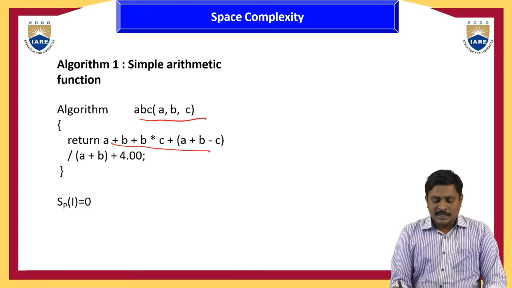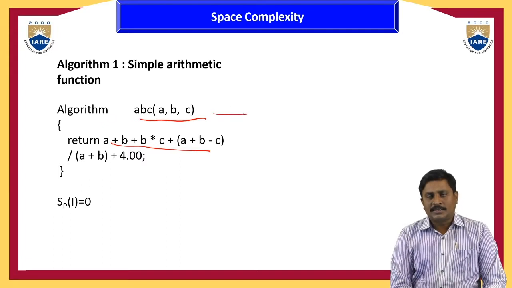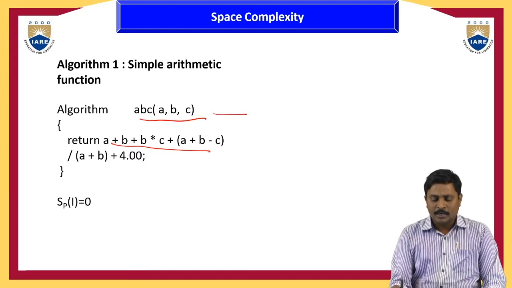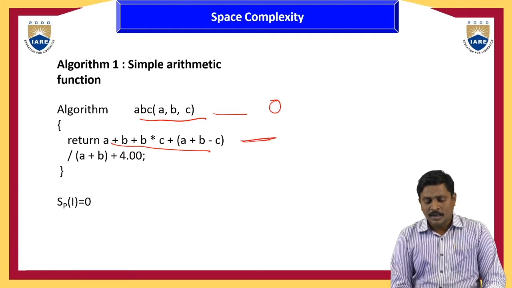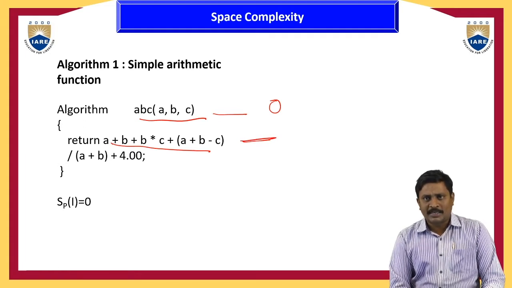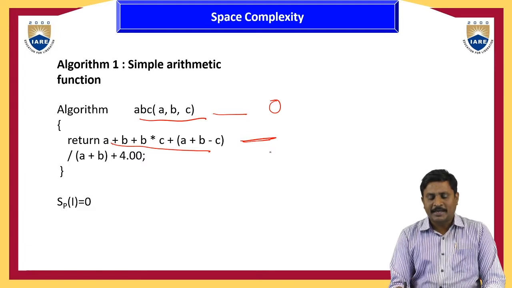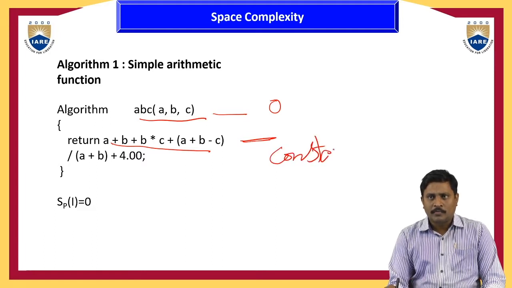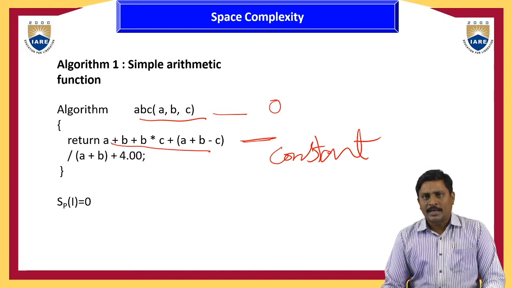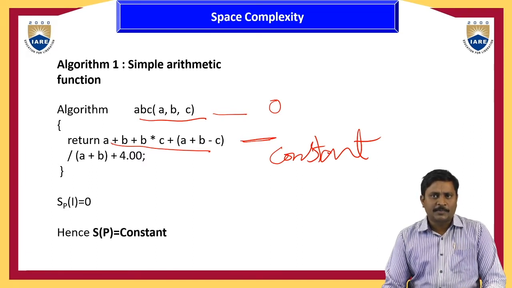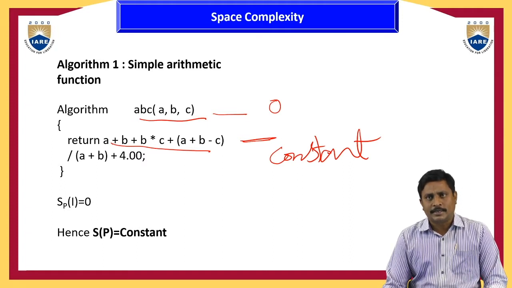Here, the algorithm name is the heading of the algorithm, and it takes zero step count space. In the return statement, we have three different variables, and using the expression it takes a constant space depending on the variable types. That's why the space of this algorithm is constant. Hence S(P) equals a constant.